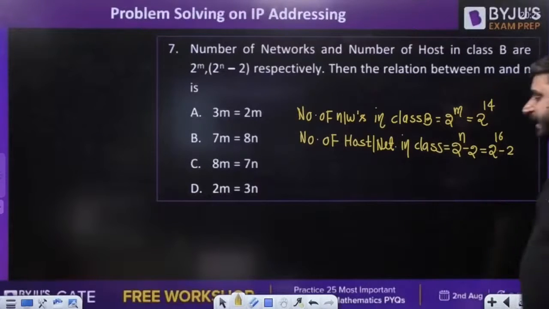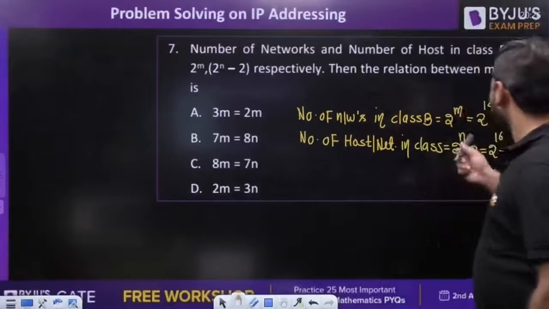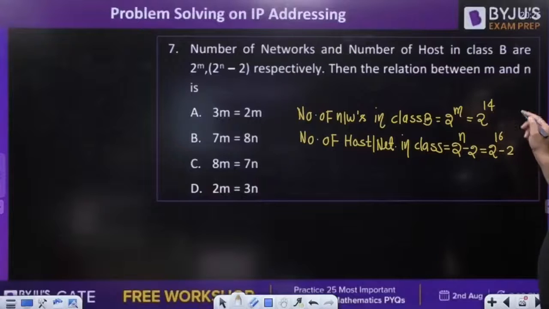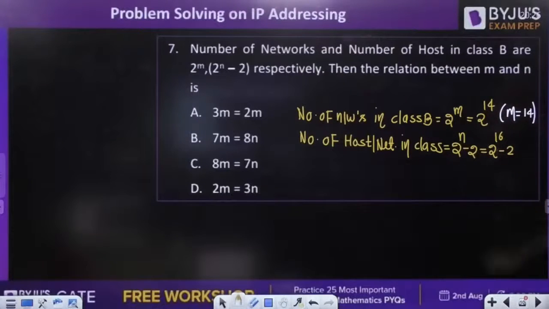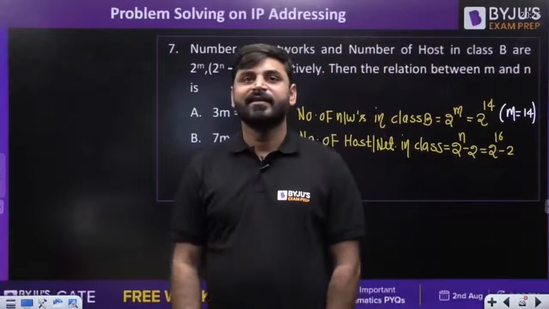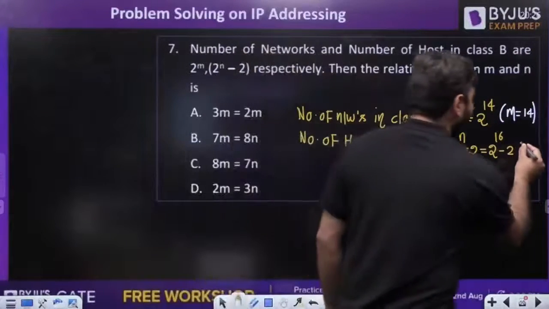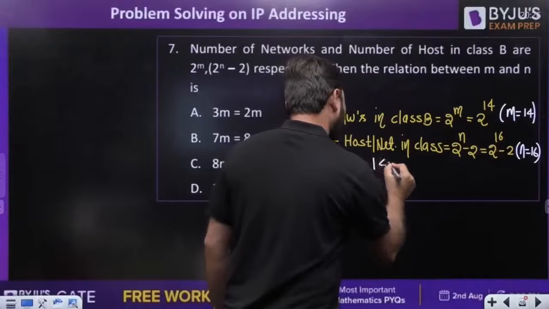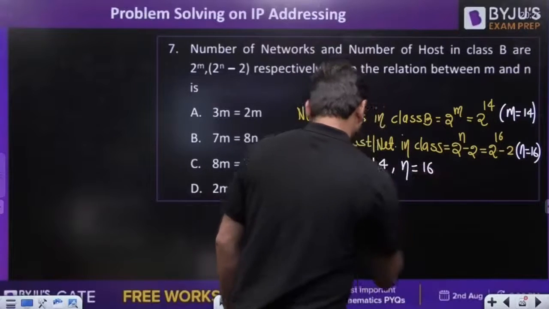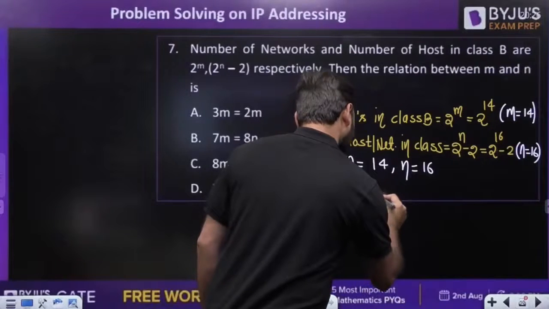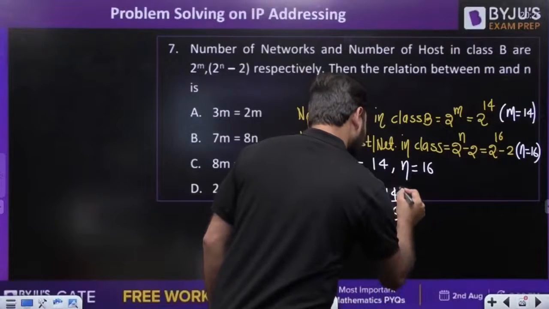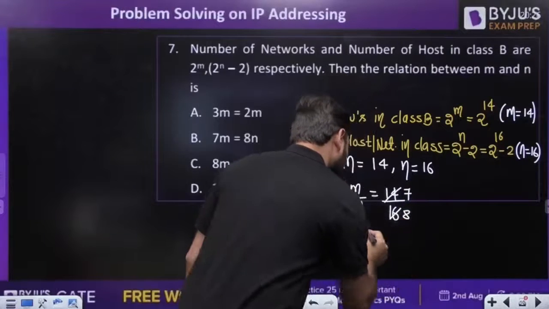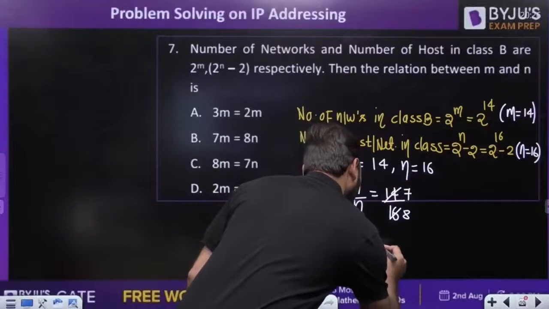So my dear friends, we can easily find the m and n values. Number of networks is 2 power m, and here the number of networks is 2 power 14, so m is nothing but 14. Number of hosts per network is 2 power n minus 2, and in class B it is 2 power 16 minus 2, so n is 16. So we got m equal to 14 and n equal to 16. If I do m by n, this is 14 by 16, so m by n equals 7 by 8.